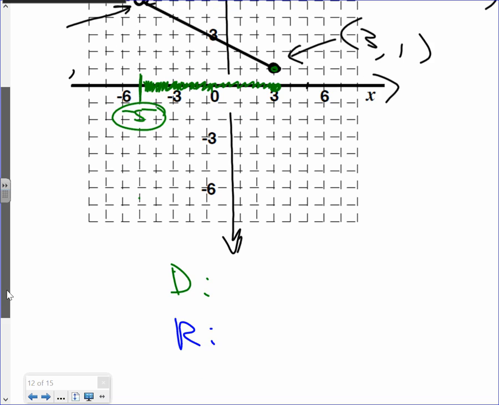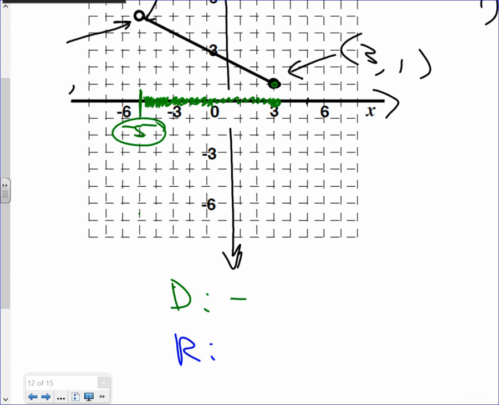So look at our domain. Negative 5. X can only be bigger than negative 5, not equal, because of the open circle. So x can be negative 4.99999, but it can never be negative 5. So x can be greater than negative 5, and less than or equal to positive 3. There's your domain. Notice how it never becomes negative 5.